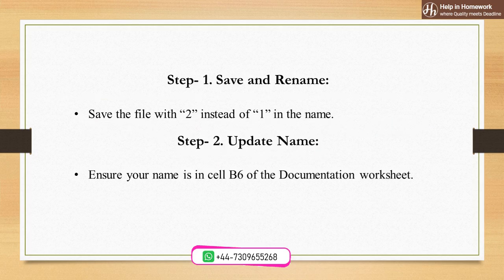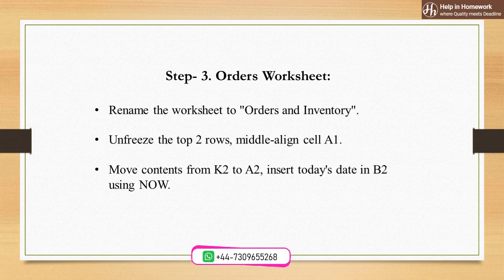Step 1. Save and rename. Save the file with 2 instead of 1 in the name. Step 2. Update name. Ensure your name is in cell B6 of the documentation worksheet. Step 3. Orders worksheet. Rename the worksheet to Orders and Inventory.